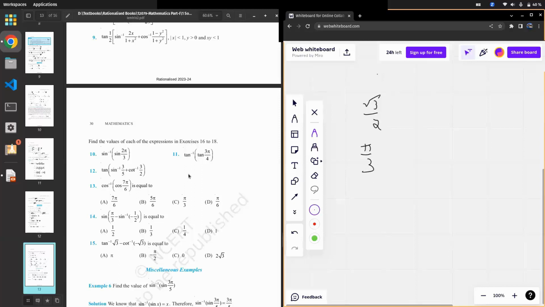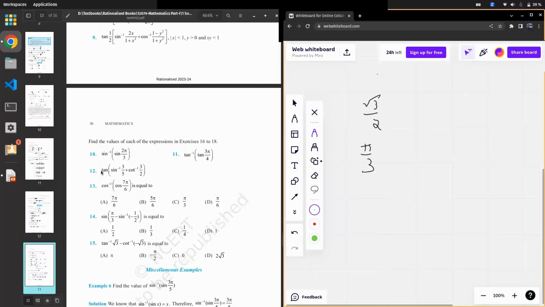So similarly, we will do the 11th question. We have to find the value of tan inverse of tan 3 pi by 4. The value of tan 3 pi by 4 is minus 1. So the value of tan inverse of minus 1 will be minus pi by 4.